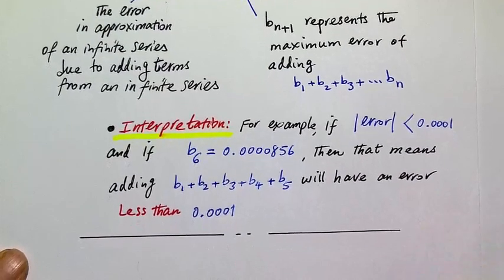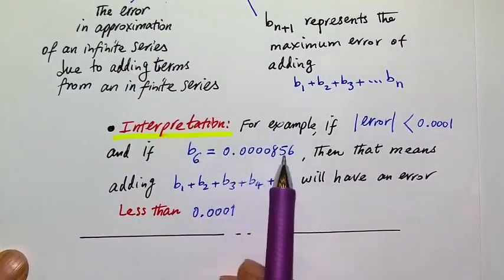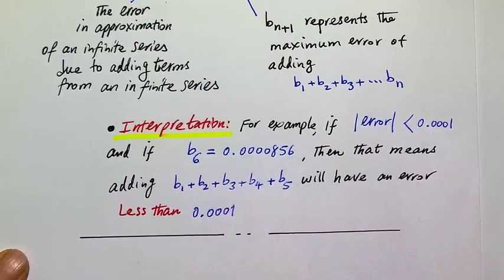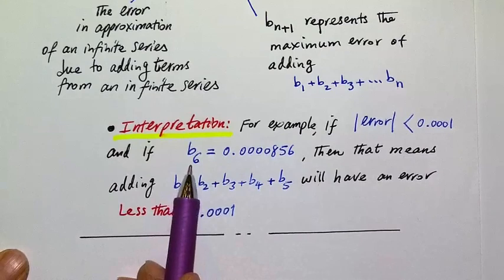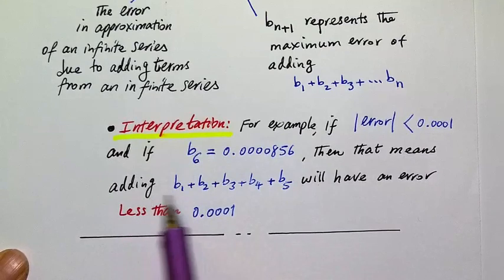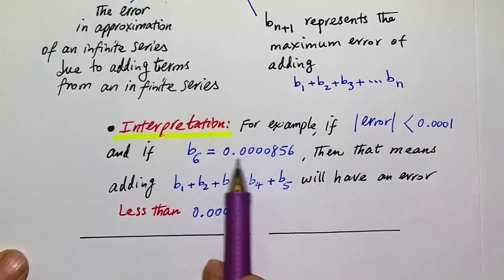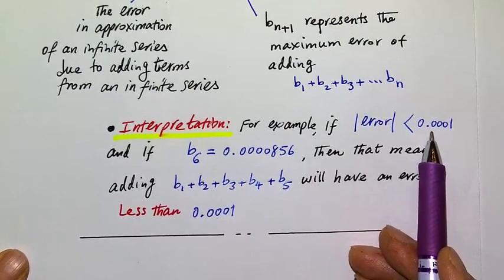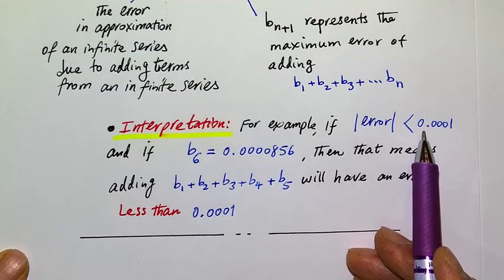Okay, so if you calculate a certain Bn and you get a value that is less than that, it's telling you how many terms before that you can add such that the maximum error is that, which is much, much less than that error that we have been asked to have in our adding of the terms in this series.